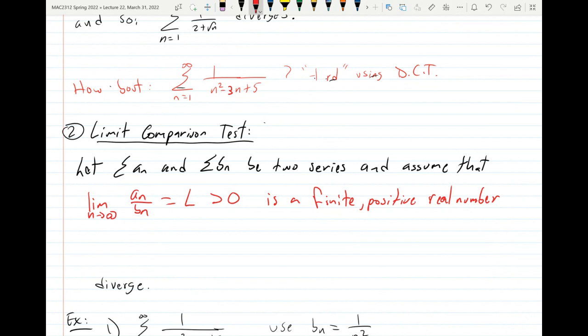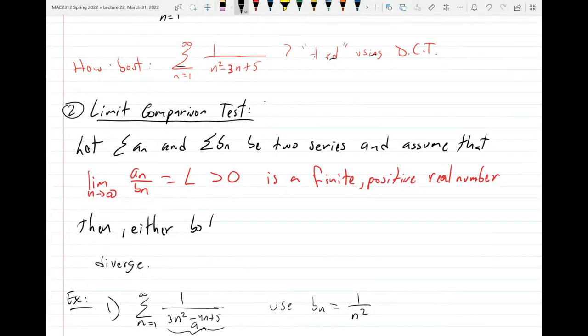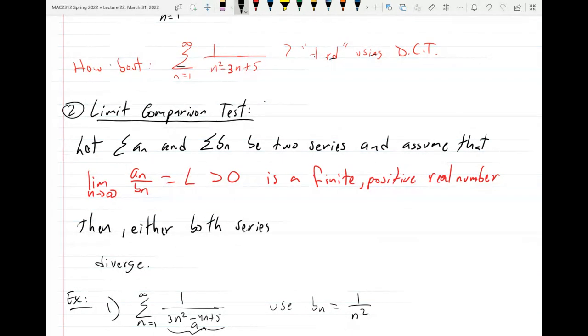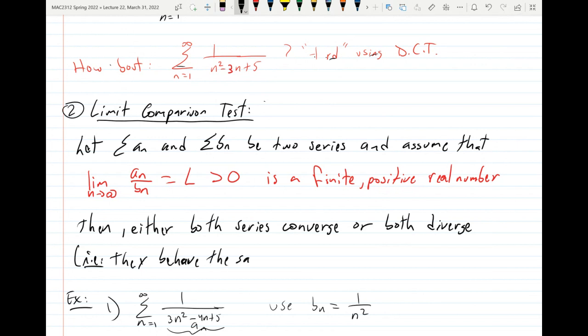And assume that this is L, a finite positive real number, then either both series converge or both diverge. Okay? So they behave the same. Okay? So they have the same behavior.